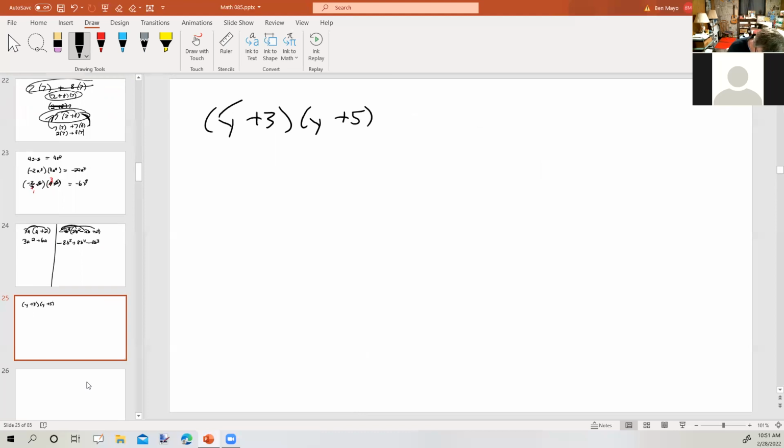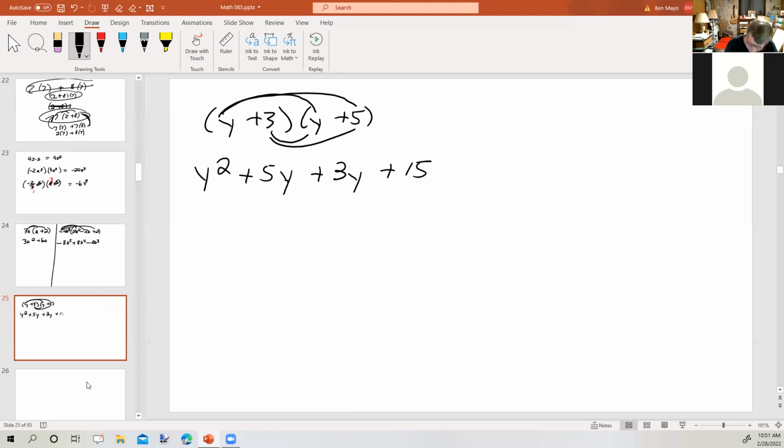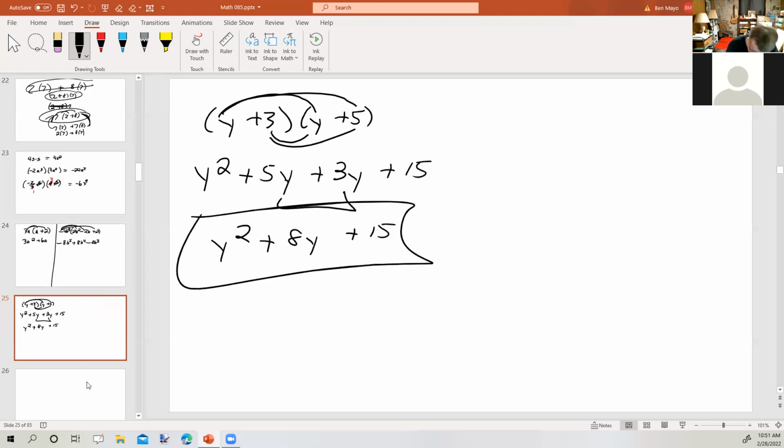All right. So now, let's say I've got y plus 3 times y plus 5. So I'm going to take y times y, that'd be y squared, right? Y times 5 would be plus 5y. 3 times y is 3y. And 3 times 5 is 15. So we've done the FOIL. We've done the 4 multiplication thingies. That's a very math-related term. Combined like terms, y squared plus 8y plus 15, final answer. So we're multiplying two binomials together to get a resulting trinomial in this case.